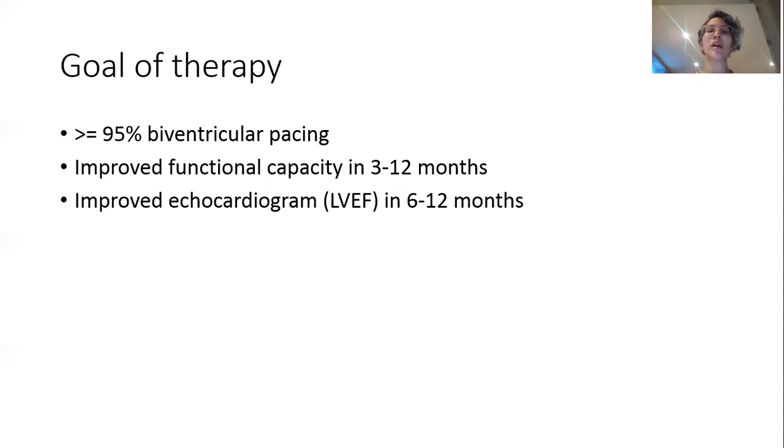Seems like a long time, but these clients are all followed regularly in pacemaker clinic or cardiac electronic device clinic, however you want to call it, and just monitored. So 3 to 12 months, you're looking for some sort of improvement, and that's the idea, right? And then finally, that there's actually an improved echocardiogram. So I do actually see an improvement in my left ventricular ejection fraction in 6 to 12 months. Okay, so those are some of the goals of therapy.